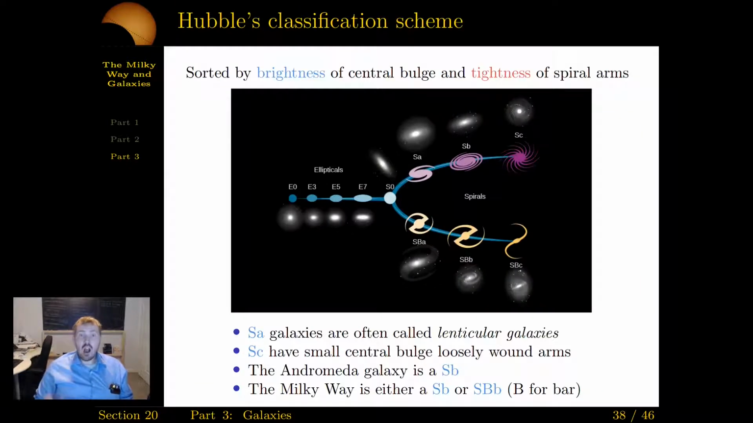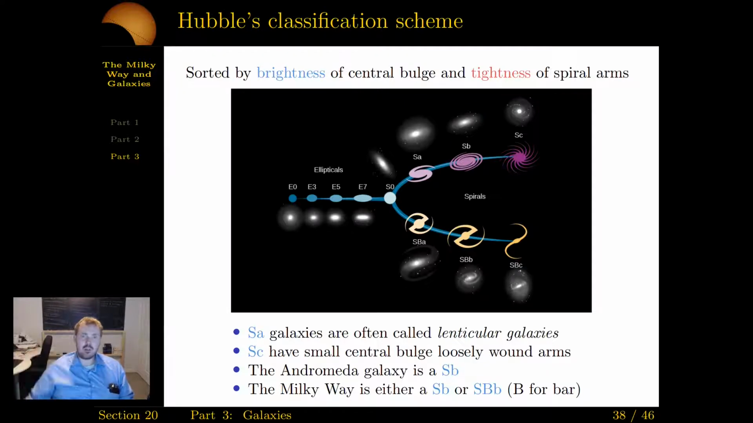But Hubble came up with a nice scheme that we still use today. He sorted them based on basically their brightness, how tight their bulges were, and the tightness of their arms as well. So on the far left-hand side of the scale, we're going to have our ellipticals, almost spherical in shape. And as you go towards the right, the galaxies get a bit more elliptical and elongated. And then we can branch up. We'll start becoming spirals, with the nice identifying arms of the galaxies.